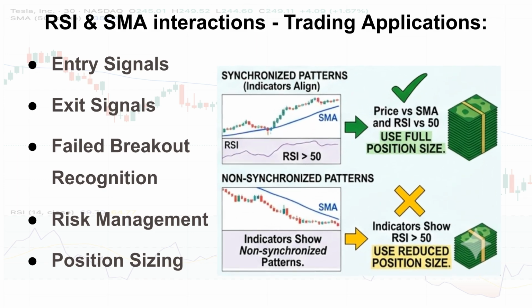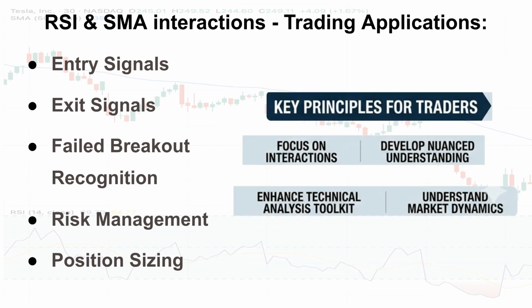Full position sizing is most effective when both indicators align, price relative to SMA and RSI above or below 50 in the same direction. When signals are mixed or non-synchronized, reducing position size helps manage uncertainty. Overall, the key is not reading RSI or SMA in isolation, but interpreting how they confirm or contradict each other. This interaction provides a more structured view of momentum, trend strength, and potential trade opportunities.